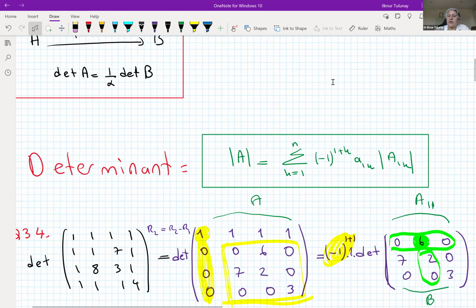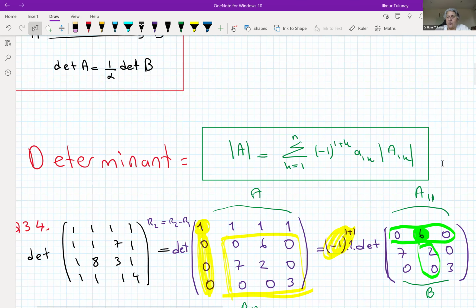Before we start, I would like to remind you of the formula. This is the formula for the first row. This is the determinant of A. Sometimes we use the notation det, and sometimes we use just straight lines. This is the determinant of A, which is equal to a sum. I am opening up with respect to the first row. You can open up like this with respect to any row or any column.